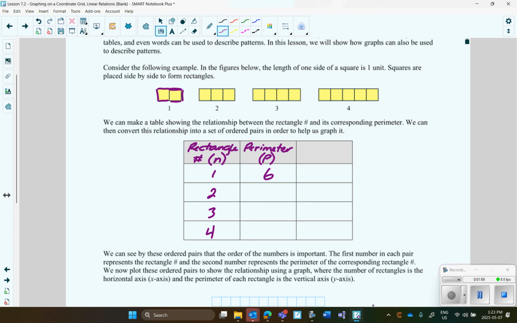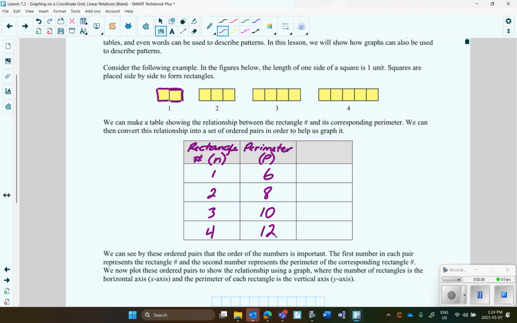How about the next one? 8. You can probably see the pattern already starting to develop. What would be the next one? And then? Right. So this is what we did in 7.1. Then we made an equation out of it, and then we answered some questions. Now we're going to see what it looks like visually.